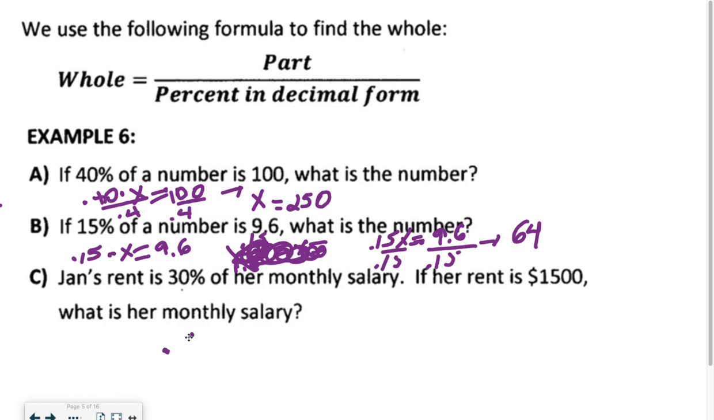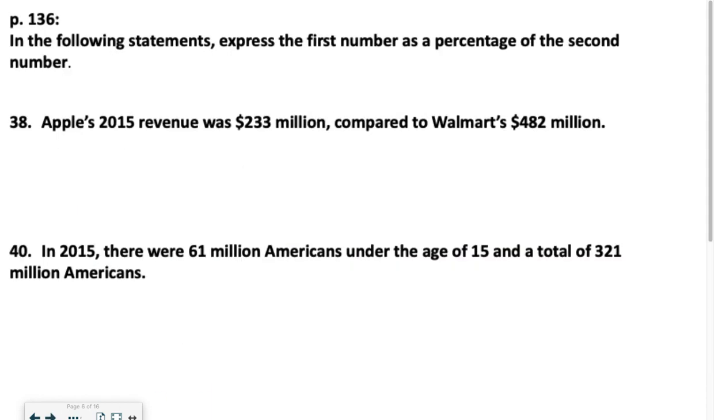The rent is 30% of the monthly salary. So if the rent is $1,500, we're going to divide both sides by 0.30, and we get $5,000. Okay, so again, just similar setups.